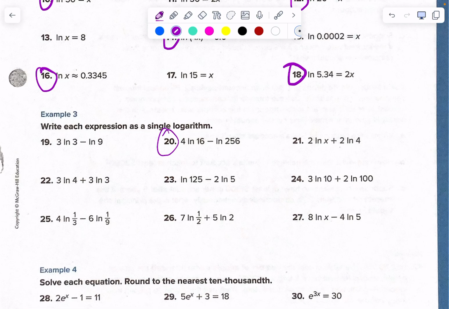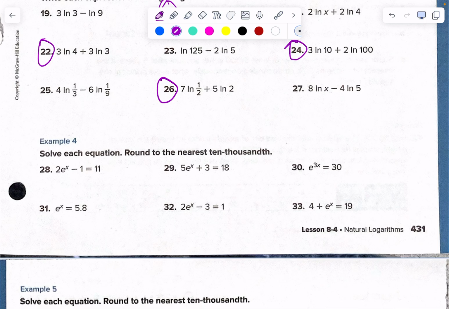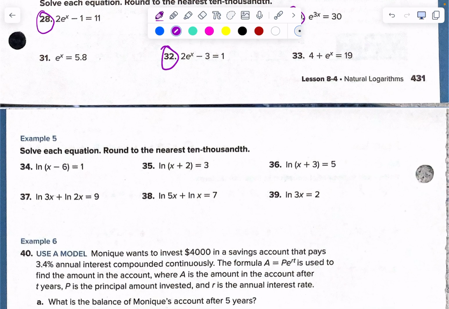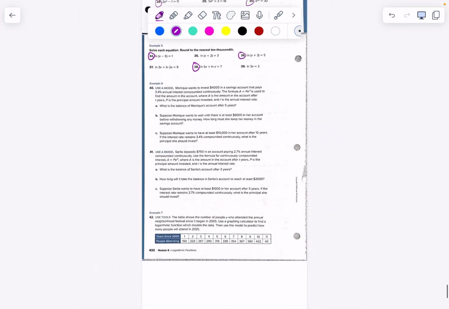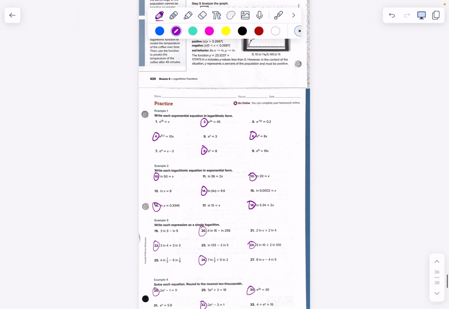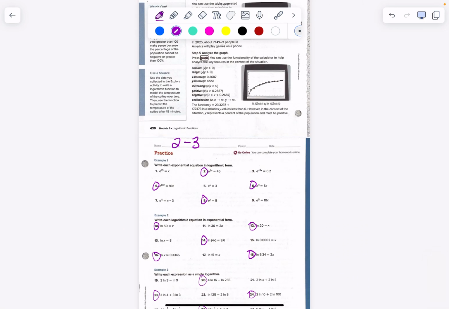20, 22, 24, 26. Those are all condensing. 28, 30, 32. And 34, 36, 38. Holy cow. All the evens, 2 through 38. Most of that is just switching stuff. 2 through 38 evens. That's a lot.